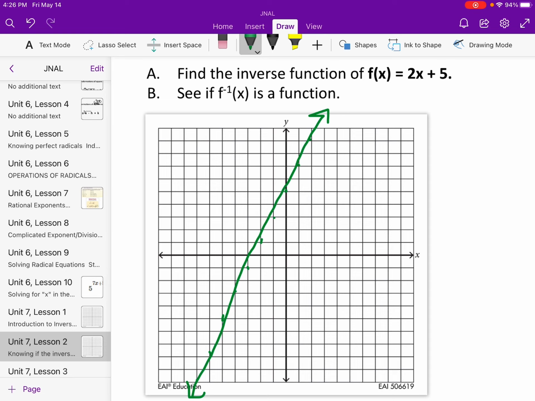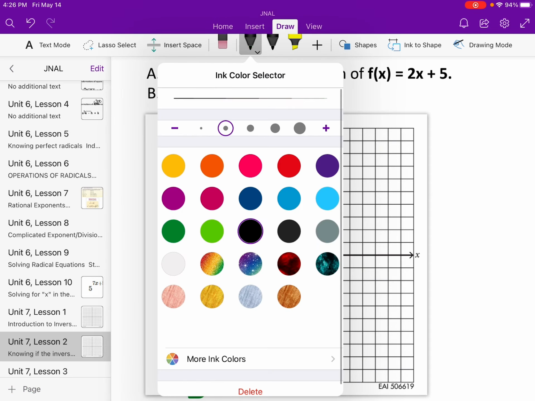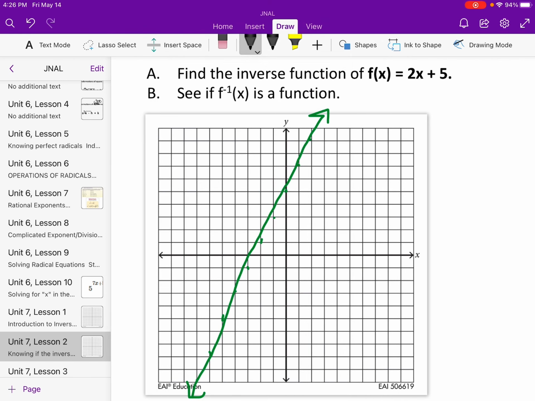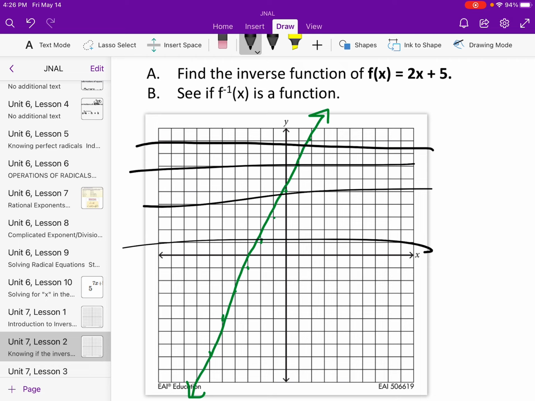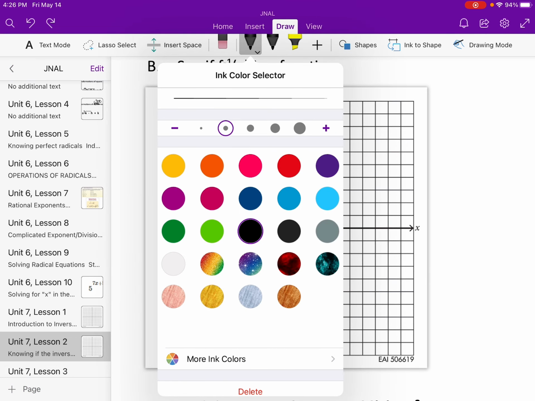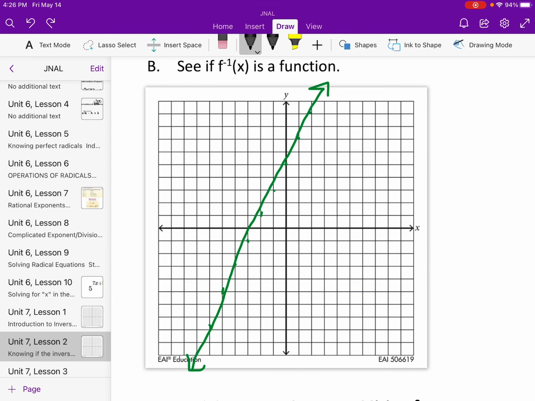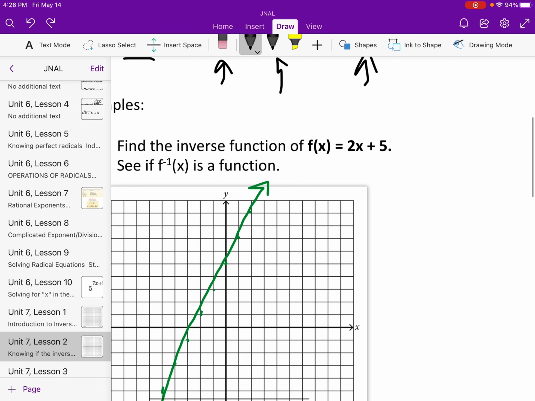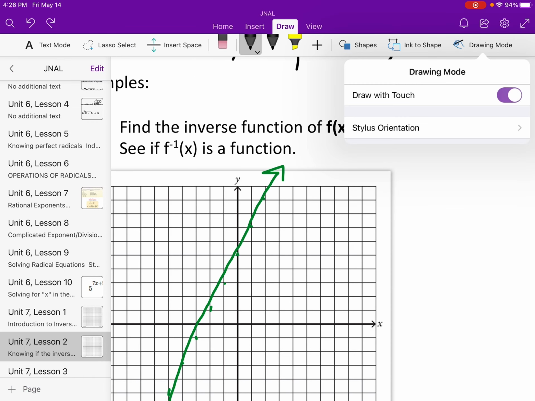Okay, so that's our line. If we have a vertical line or horizontal line at any given place, does it pass or fail? It passes. So we know the inverse is going to be a function. It will pass the vertical line test. But just in case, let's draw it. Actually, we need to find it first, because it wasn't given to us. That's a review from the last lesson.